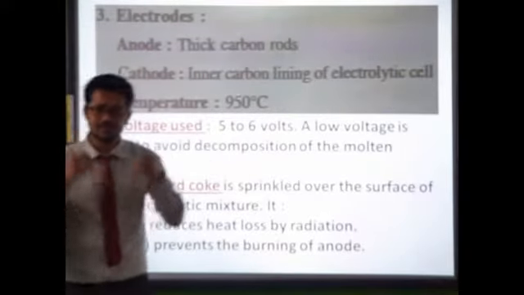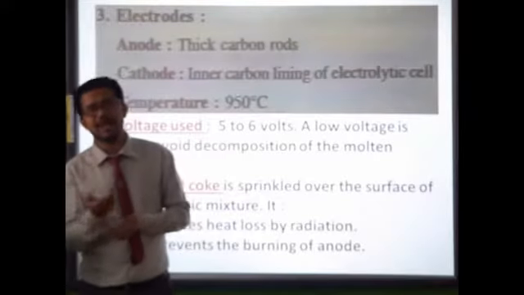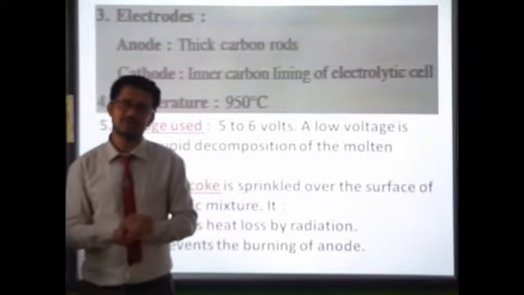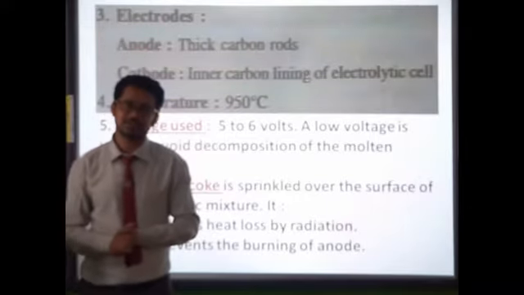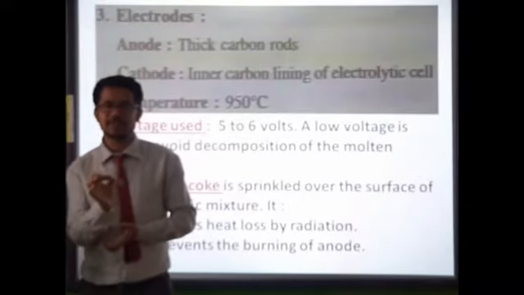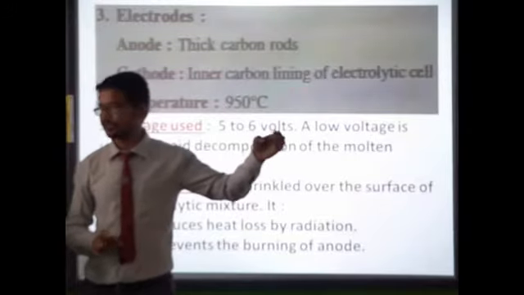So that is electrode. There are two electrodes. One is anode. Anode is positively charged electrode. And one is cathode, which is negatively charged electrode.